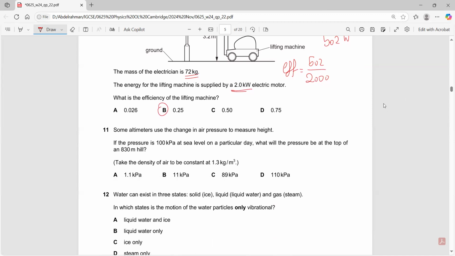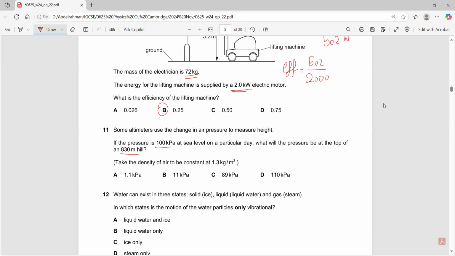Some altimeters use the change in air pressure to measure height. If the pressure is 100 kilopascals at sea level, what will the pressure be at the top of an 830-meter hill? Take the density of the air to be constant at 1.3 kilograms per meter cubed. Can I find the pressure? Yes, I can find the pressure. Pressure equals what? Rho g h, right? You have the density. Okay, let's calculate it.